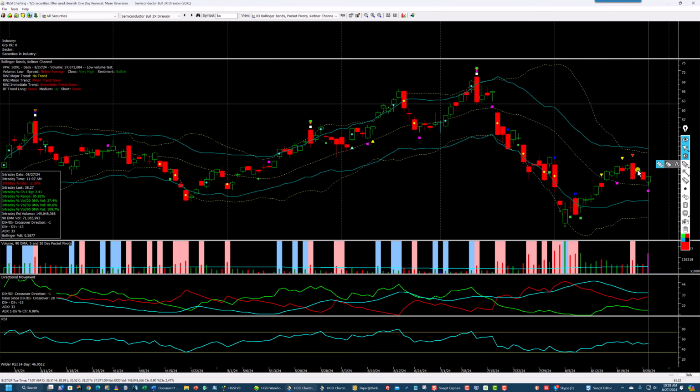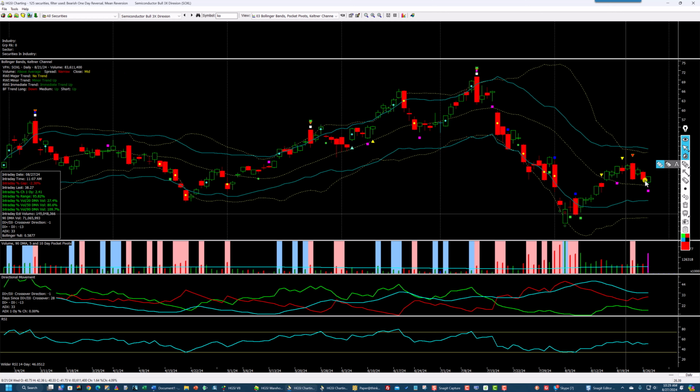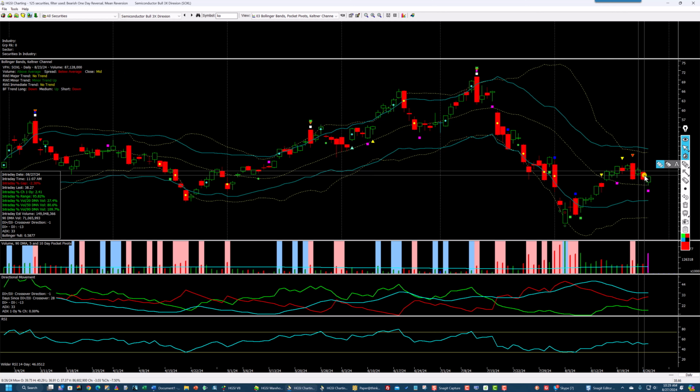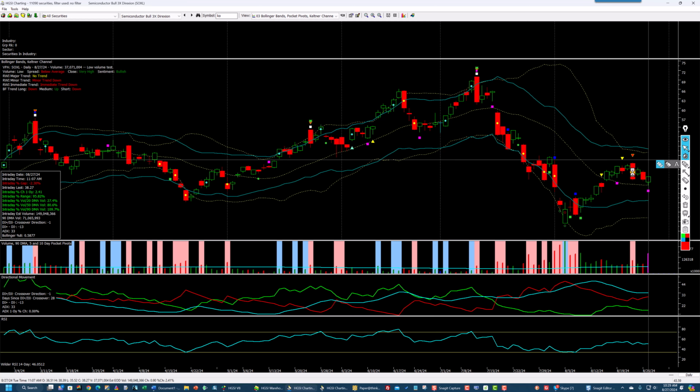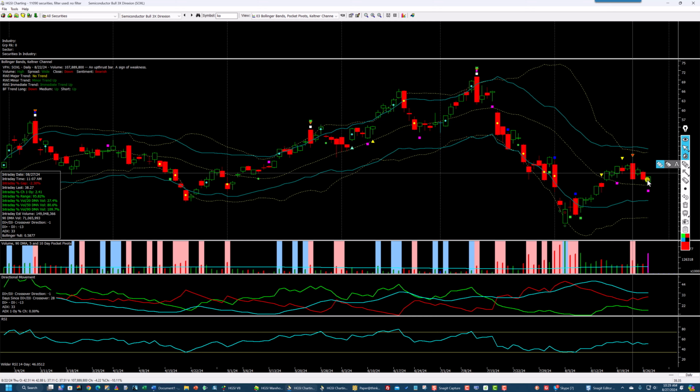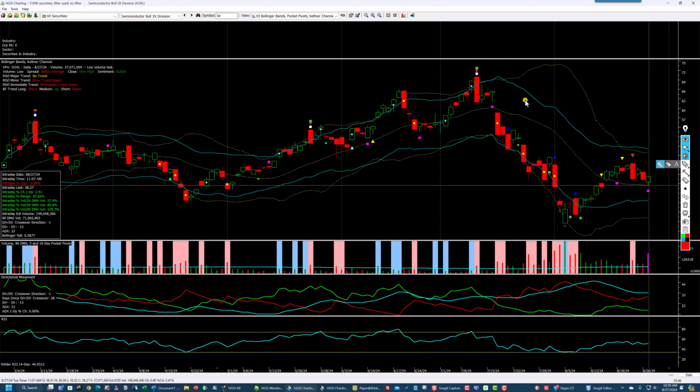Make this full screen. Okay, you can see there is the one-day reversal from the prior day. So this was a one-day reversal also here, but buyers are coming in today.